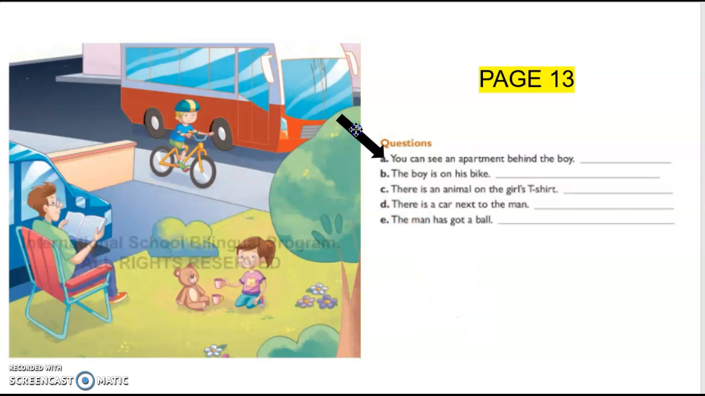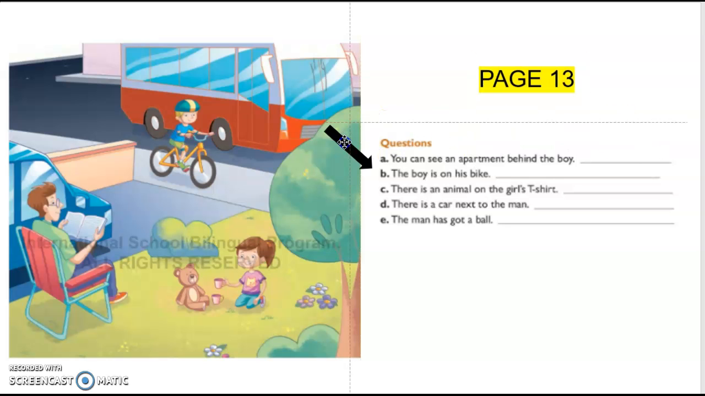Here, letter A. The sentence is you can see an apartment behind the boy. Behind is atrás. You can see an apartment behind the boy. Let's see the picture. The boy is here. Okay? Can you see an apartment behind the boy? Yes or no? You are going to write here.